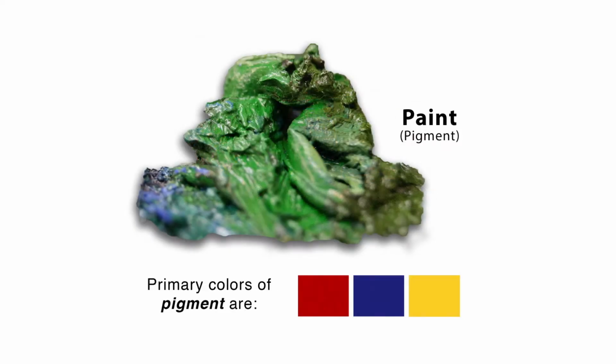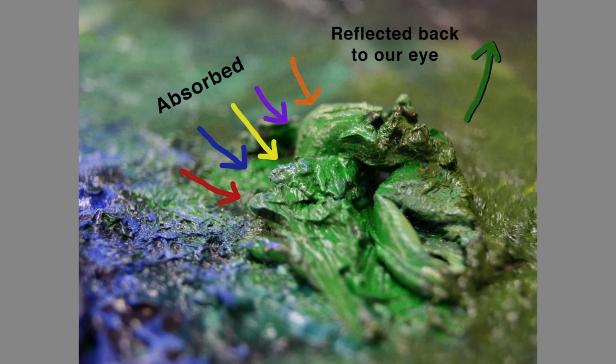The primary colors of pigment are red, blue, and yellow. Pigment doesn't emit light. It can only produce color one way, by absorbing and reflecting wavelengths of light. For example, this green paint absorbs all the wavelengths of light except green, which is reflected back to our eye. We call this subtractive color because all the other colors have been absorbed or subtracted.